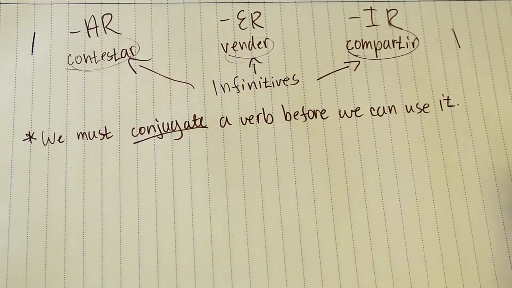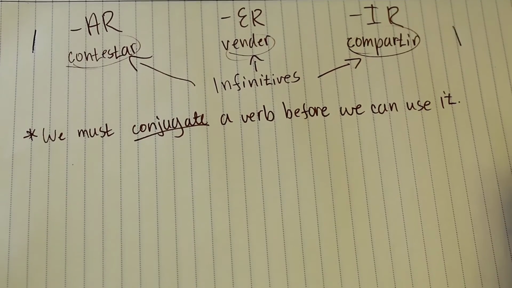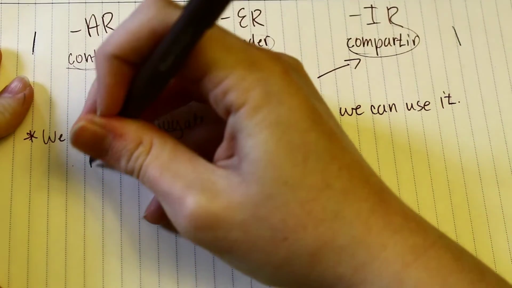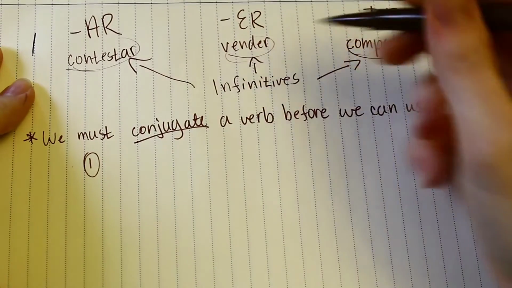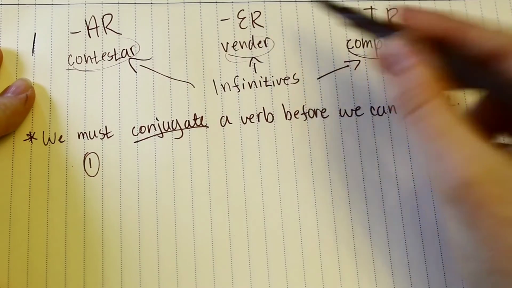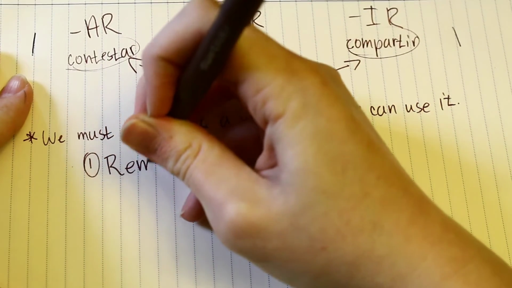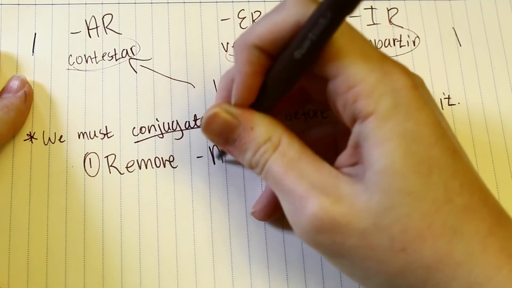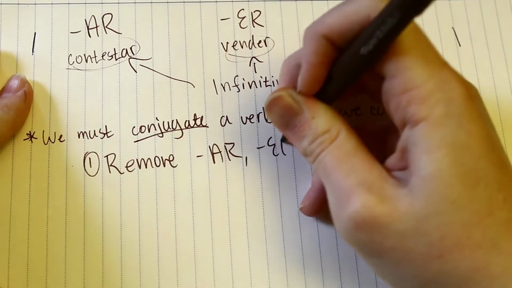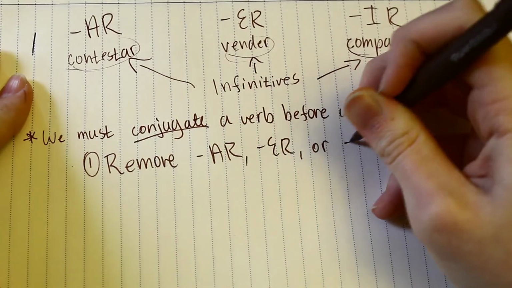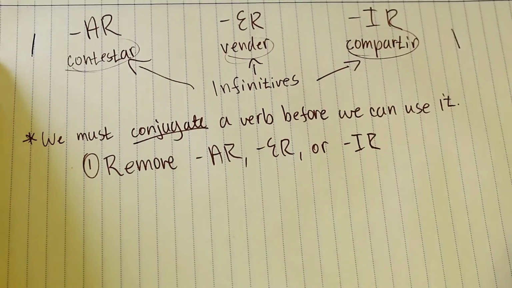All right, so how do you conjugate a verb? Well, there are just two steps. First of all, number one, you take off that ending. So you either take off the AR, the ER, or the IR. You remove the AR, ER, or IR off of the end of the verb.